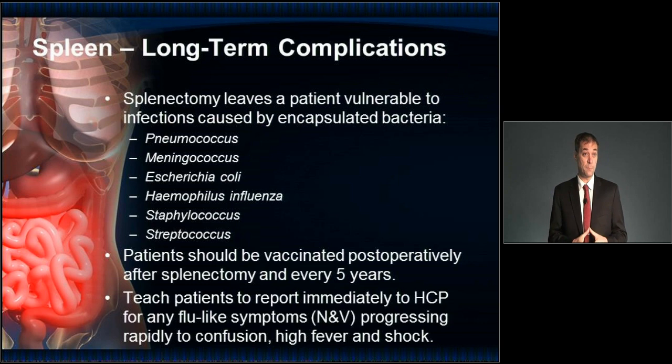So we want to make sure these patients are vaccinated post-operatively for all of these infections, that they get their vaccinations every 5 years, and that they know as part of their discharge teaching to report immediately to their healthcare provider or the emergency department for any flu-like symptoms, high fever, or signs of shock. These patients can develop meningitis, pneumonias, and bloodborne infections very rapidly, and they have no way to fight them. So they're at high risk and need special teaching regarding vaccination and the need to return to the ER for any signs of infection for the rest of their lives.